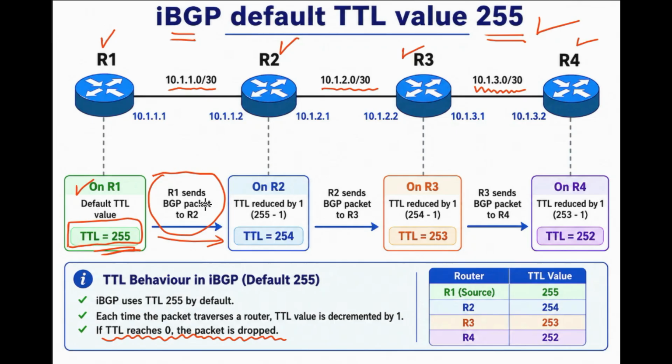Now, the packet arrives at router R2. As soon as router R2 forwards the packet, it performs layer 3 routing. Every layer 3 forwarding operation decreases the TTL value by 1. So 255 minus 1 is equal to 254. Now the packet leaves router R2 and goes towards router R3. The TTL value is 254 at R2 currently. This is exactly what our diagram shows.